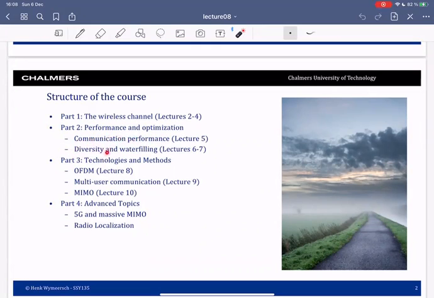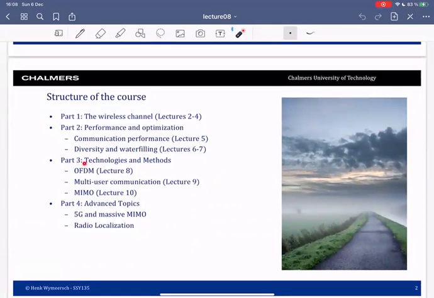And then we talked about two ways to improve performance. One was diversity, where you basically send the same thing multiple times and then do coherent combining. The other one was water filling, where we try to make best use of the resources that we have, given knowledge of the channel at the transmitter side. So these techniques, diversity and water filling, can be applied in different ways.